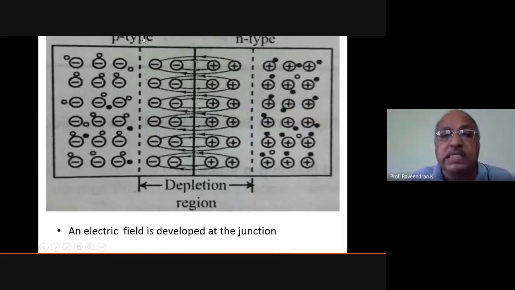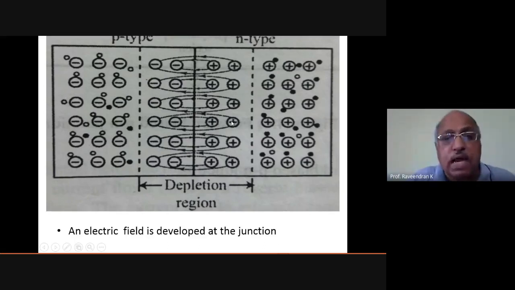There is no excess charge available here. There is only a combination of these electron-hole pairs that converts into charged ions, which are immobile in nature. So in effect, there will be a space charge region acting as a region with an electric field in between. And this region has no free electrons or free holes.